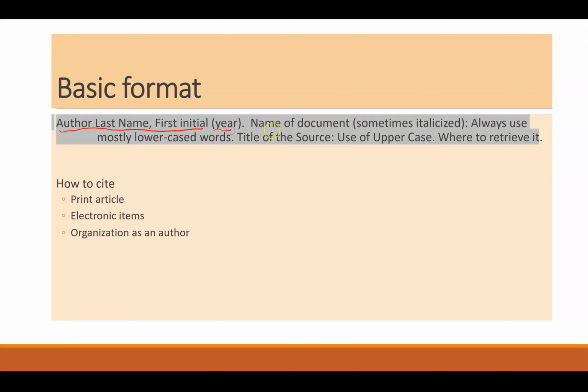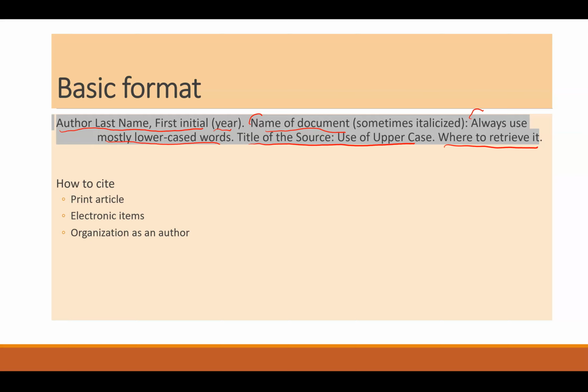The year, the name of the document, which will sometimes be italicized, but always uses mostly lowercase words. If you notice, the first letter and the first letter after the colon are uppercase. Everything else is lowercase. Then you have the title of the source, which uses mostly uppercase letters, and sometimes it is italicized. And the last item that you list is where to retrieve it.